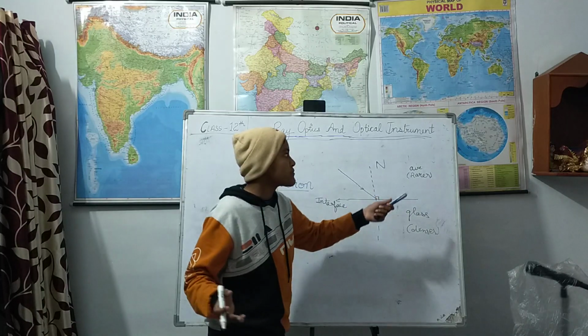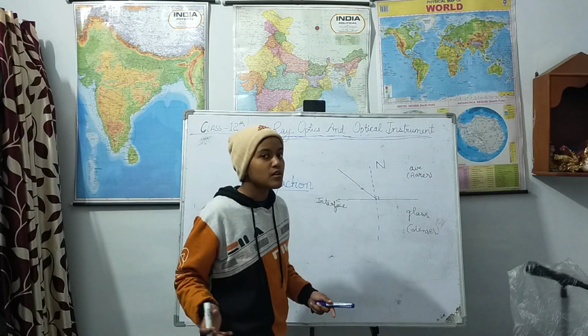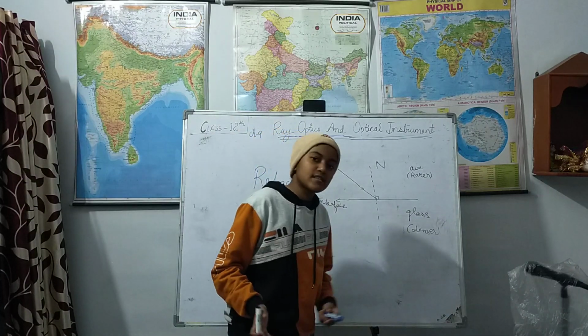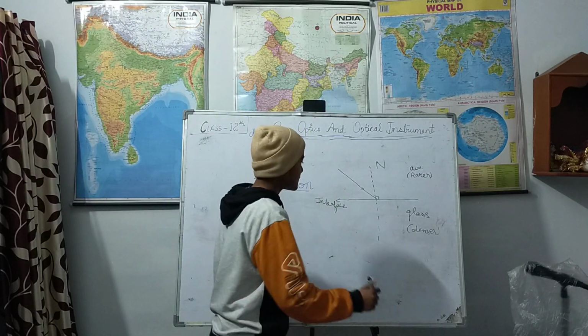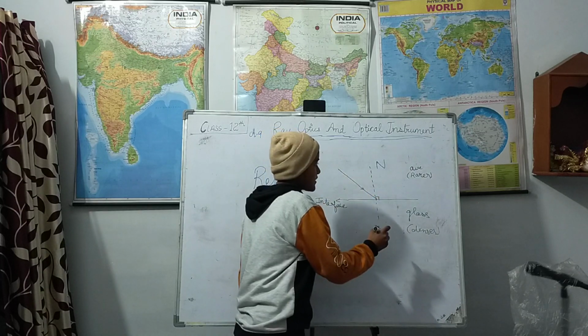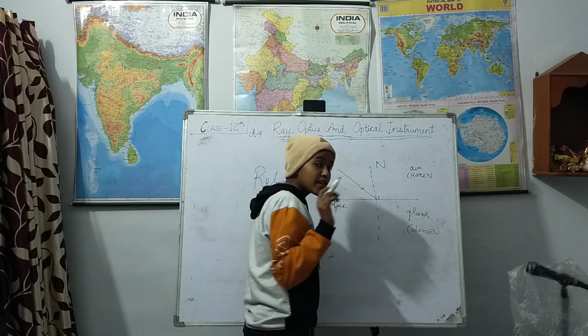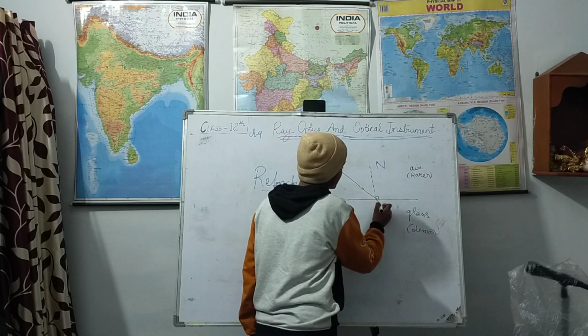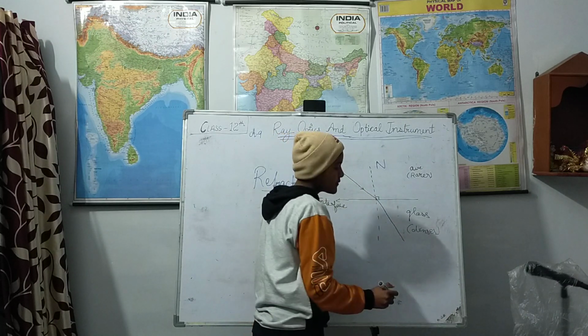Air is obviously a rarer medium. We are also in that medium too. Around us is only air, not glass. And glass is a denser medium. So when light travels from a rarer medium to a denser medium, it bends towards the normal and it changes its path.